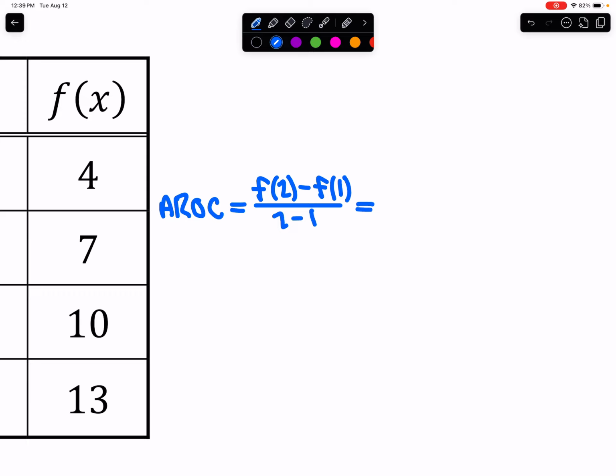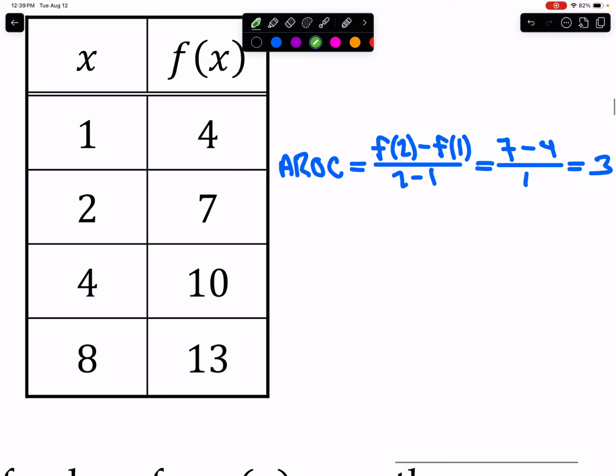So the output of 2 is going to give you 7 minus the output of 1, which is 4, over 2 minus 1, which is 1, which is going to give you an average rate of change of 3. So now we're going to move on and do the next set.